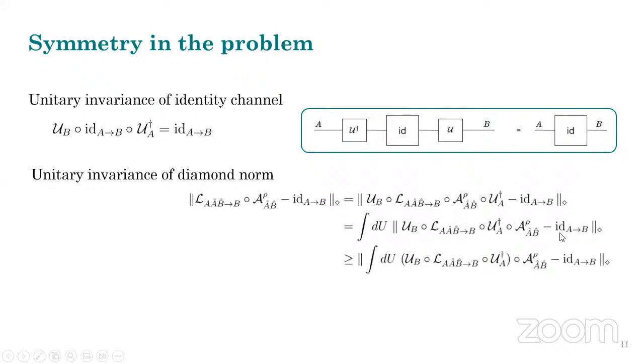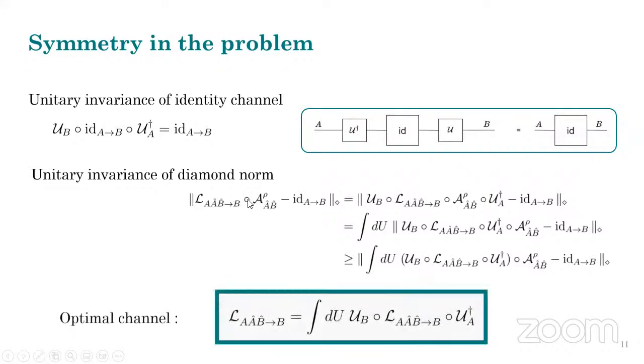We can average over all these unitaries, and using the convexity property of the diamond norm, we can bring the integral inside and look at the twirled channel. And what we can say is that the twirled channel is always going to perform as well or better than the original channel that we're looking for. And so that suggests that the optimal channel has to obey the symmetry, that it doesn't change under the action of twirling.